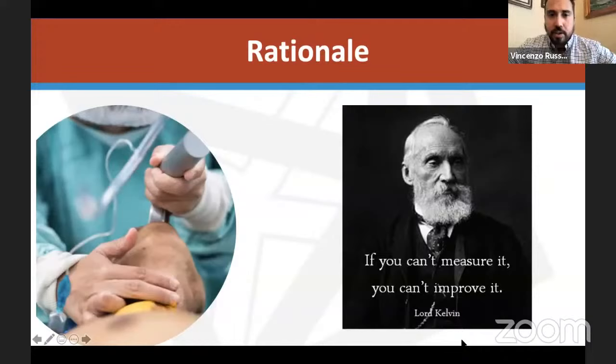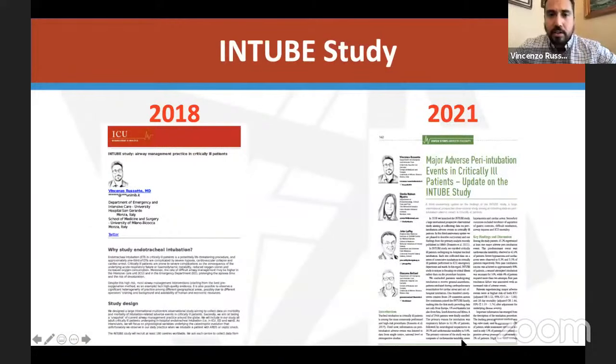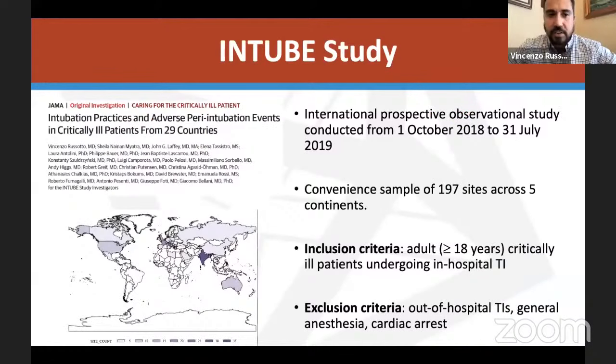So in 2018, we launched the INTUBE study and a nice paper in ICU Management and Practice also highlighted this. And today, after a few years, we are discussing the findings of the INTUBE study. So INTUBE was an international prospective observational study that we completed in July 2019, so before the pandemic, but many pieces of information are also relevant for COVID-19 patients.